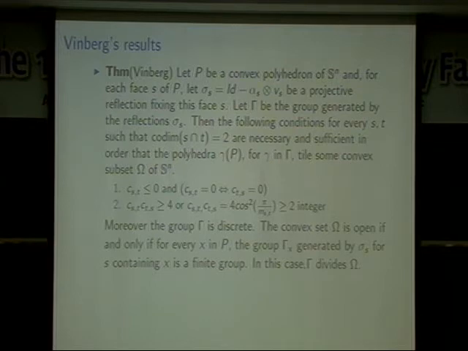Moreover, the group is discrete. The convex set is open if and only if for every x in P the group generated by the reflections sigma_S, where S contains x, is a finite group. So in this case, we say that gamma divides omega.